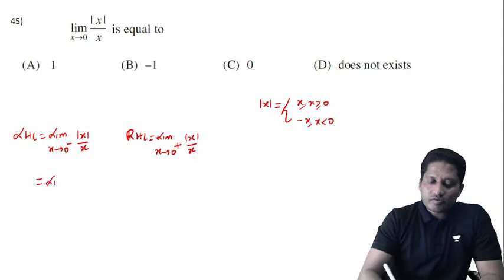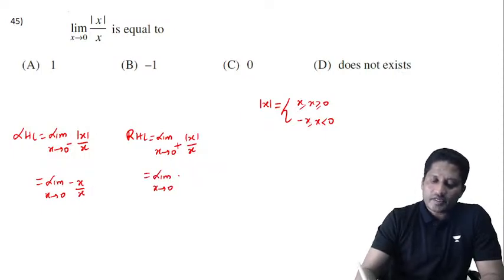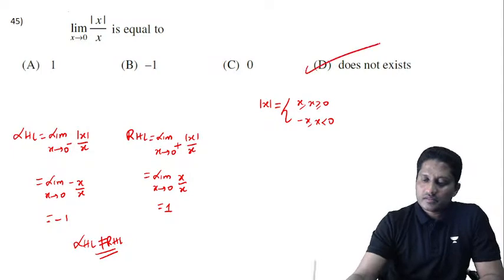Now if x is tending to 0 from the left side, then x is negative, right? This is minus x by x. X tending to 0 plus means x is tending to 0 from the right side. Mod x is x, so this is x by x. This will be 1 and this will be minus 1. So left hand limit is not equal to right hand limit. Limit doesn't exist. Answer is option D.